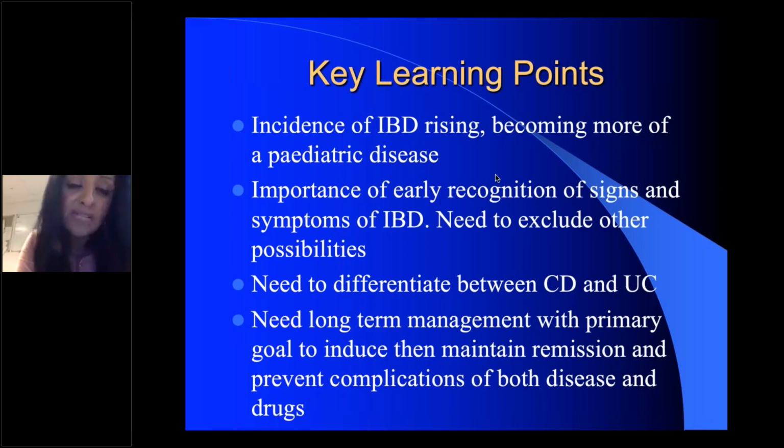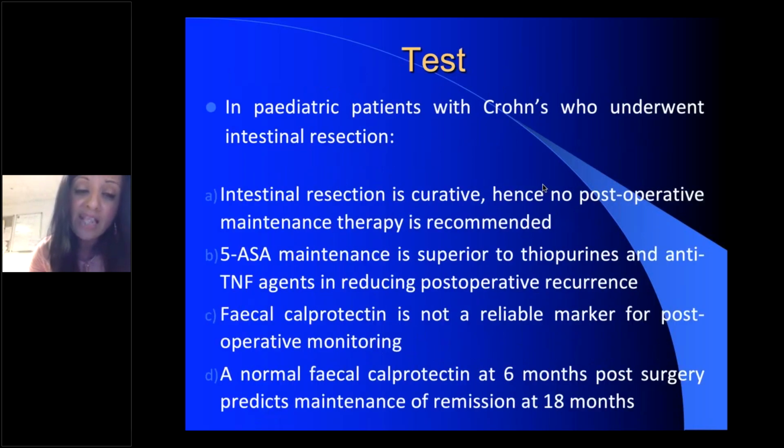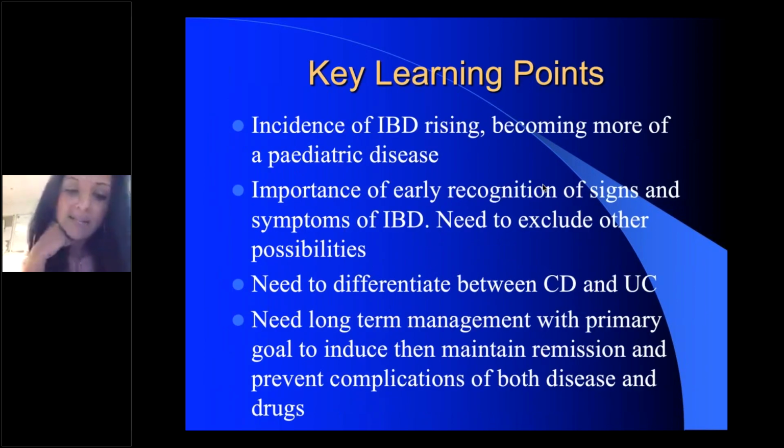I've also hinted about the way to differentiate between the two, both on history and examination, as well as the kind of tests that we do. And really, I'm hoping that you all will have gone through with me that in terms of long-term management, although our primary goal is to induce and maintain them in remission, we also want to prevent the long-term complications of both the disease as well as the drugs. And this goes back to the pyramid of using top-down therapy early if we need to. So any questions? I'm happy to take any questions now.